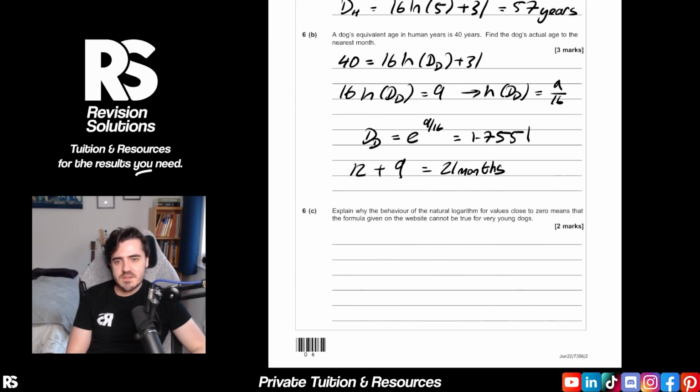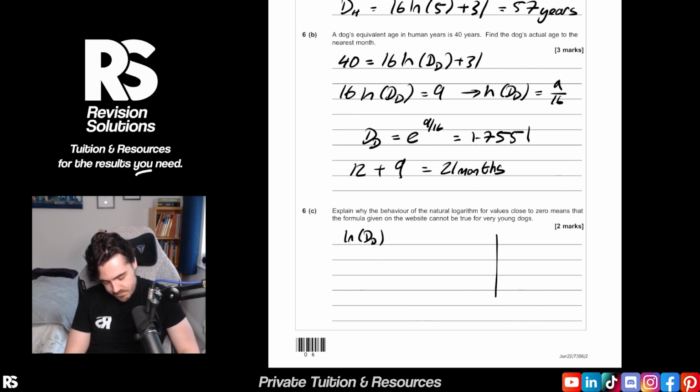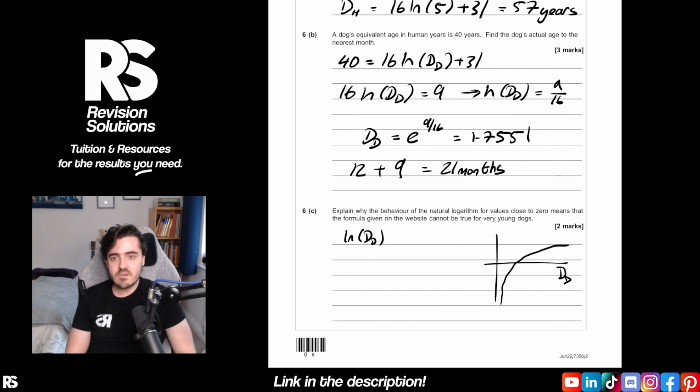Part C then says, explain why the behavior of the natural logarithm for values close to 0 means that the formula given on the website cannot be true for very young dogs. Well, if we take the natural logarithm of the dog's age in dog years, and we look at the graph of that, it tends towards minus infinity as the dog's age tends towards 0 in dog years. So that doesn't make any sense, right?